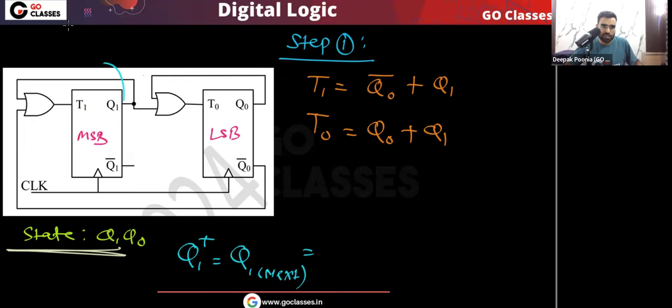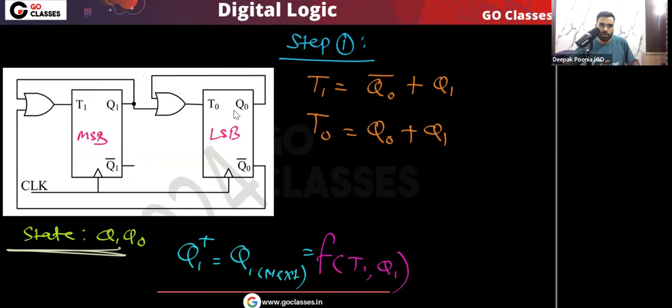For this flip flop, if I ask you what will be the next state, then that will be determined by whom? For this flip flop, the next state will be determined by the present state of this flip flop and also the input of this flip flop. So remember, q1 next will be determined only by t1 and q1.